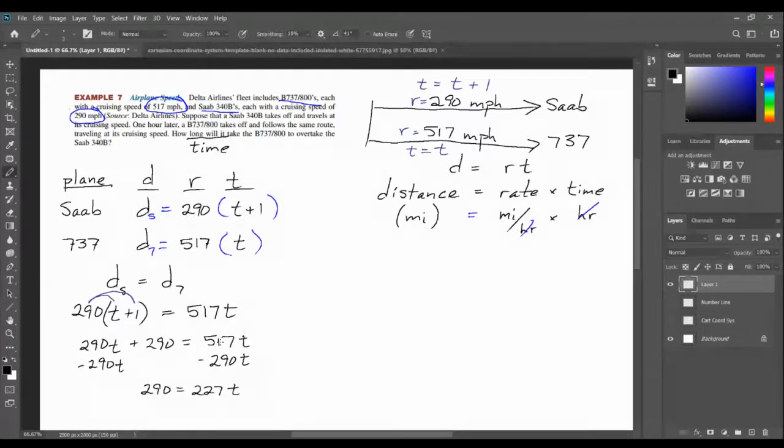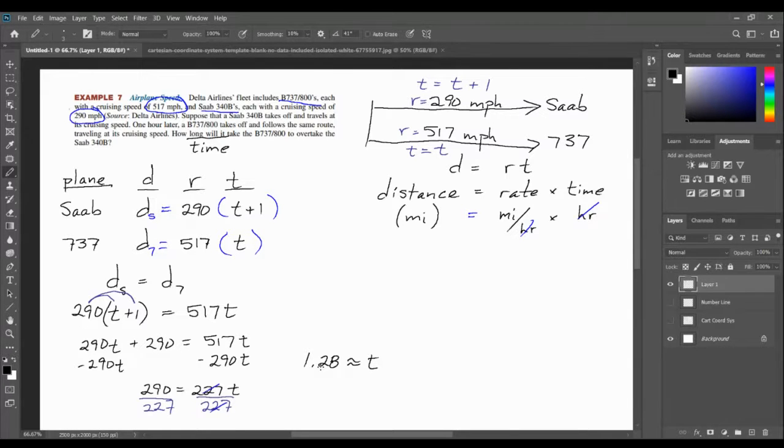Yep, we're good. Now, divide both sides by 227 to isolate the variable. And I get, let's see, those 227s here will cancel each other out, leaving a 1. And I'm left with 290 divided by 227, which is 1.277. I'm going to say 1.28, and I'm going to say that is about equal to t.